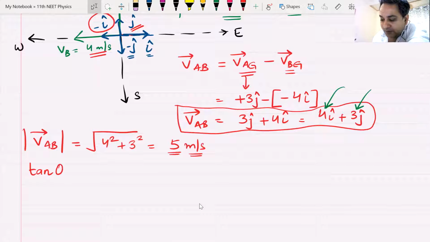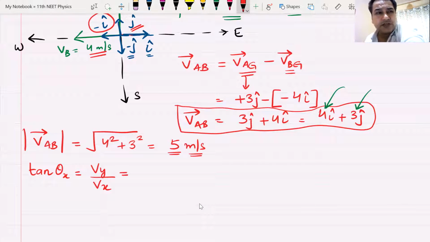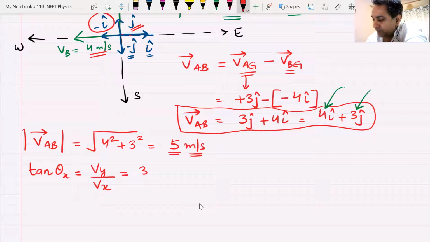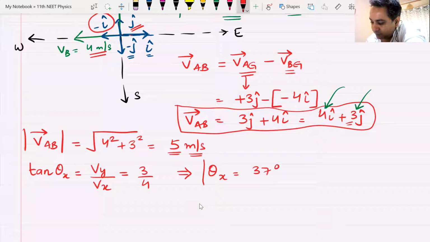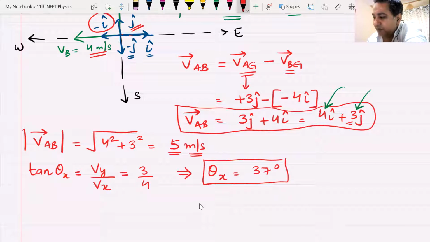I have to find the angle it makes with the x-axis. How much is the angle it makes with the x-axis? To find the angle it makes with the x-axis, I must divide y component by x component. How much is the y component? And how much is the x component? Niharika, the y component is 3 and the x component is 4. Tan theta with the x-axis is 3 by 4. This implies that theta with the x-axis is 37 degrees. Do we all agree on this, that theta will come as 37 degrees?